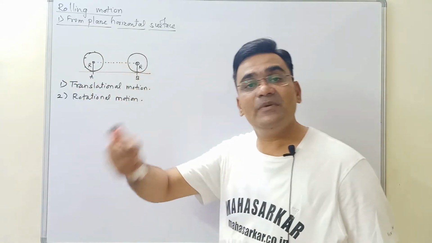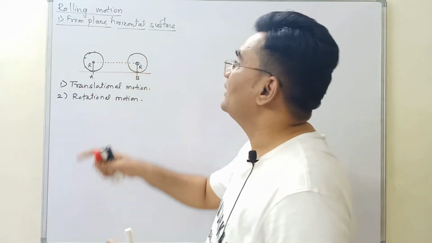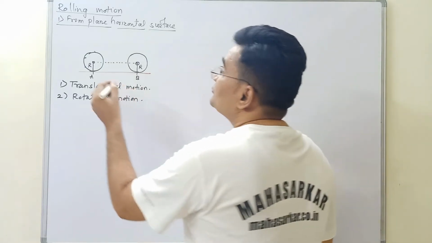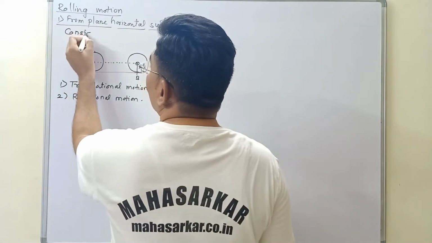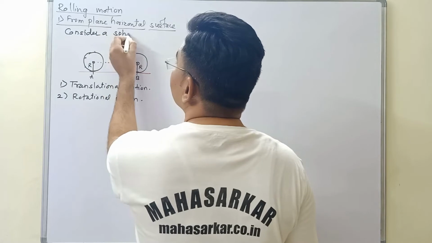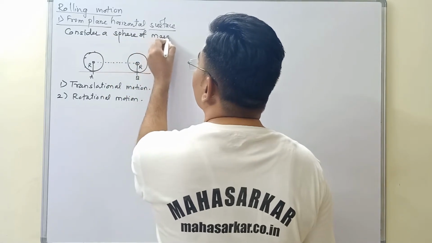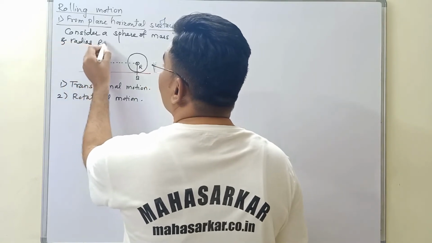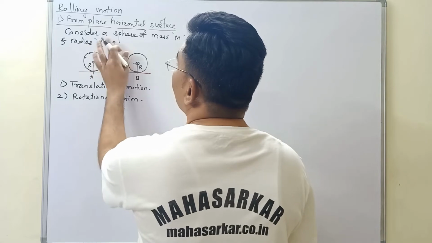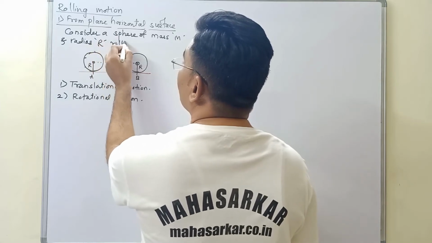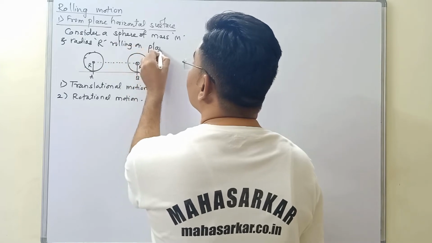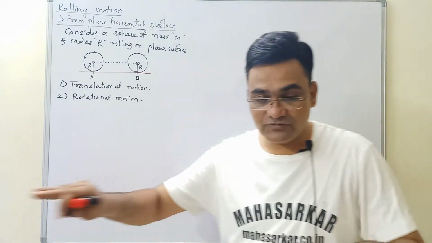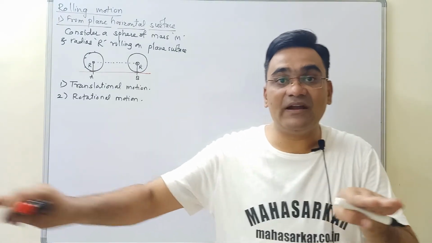So we are going to study here the rolling motion of an object. The object may be spherical, cylindrical, a ring, a disc, any kind of object rolling on any plane and smooth surface. That surface should be frictionless in our case. So we consider a sphere of mass m and radius r rolling on a plane surface. The plane surface is a horizontal one, not inclined. It is a plane, so both ends of that surface are at the same height.